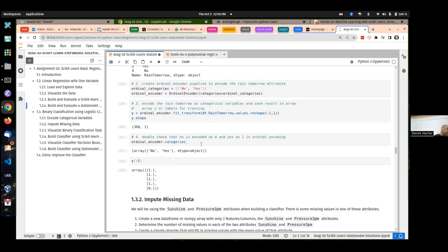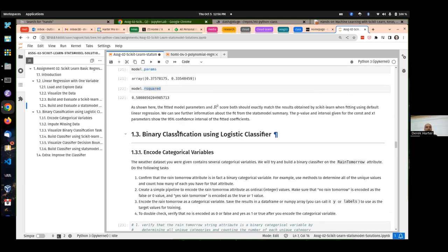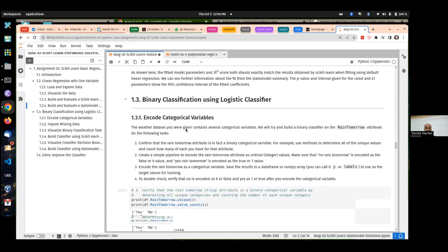So moving on to the logistic regression, the binary classification. I did ask you to do a little bit of data cleaning, right? A few things, and again, I was pretty happy. Most people were fine on these.